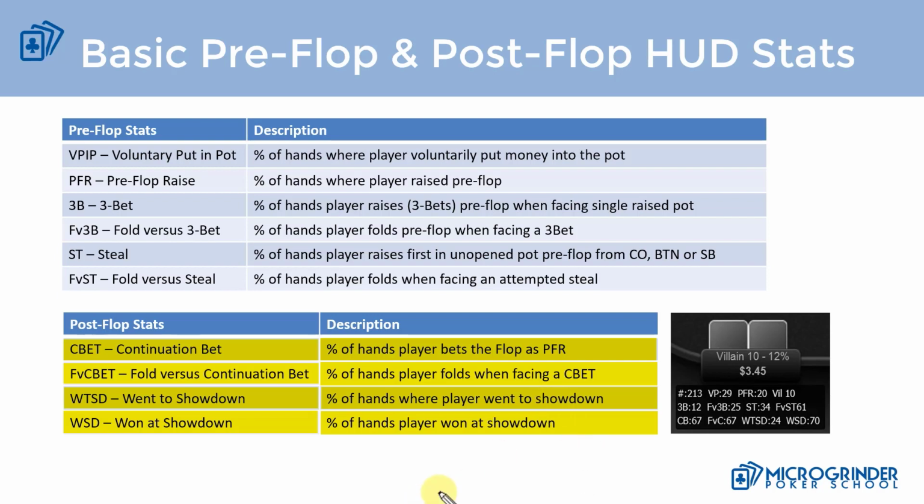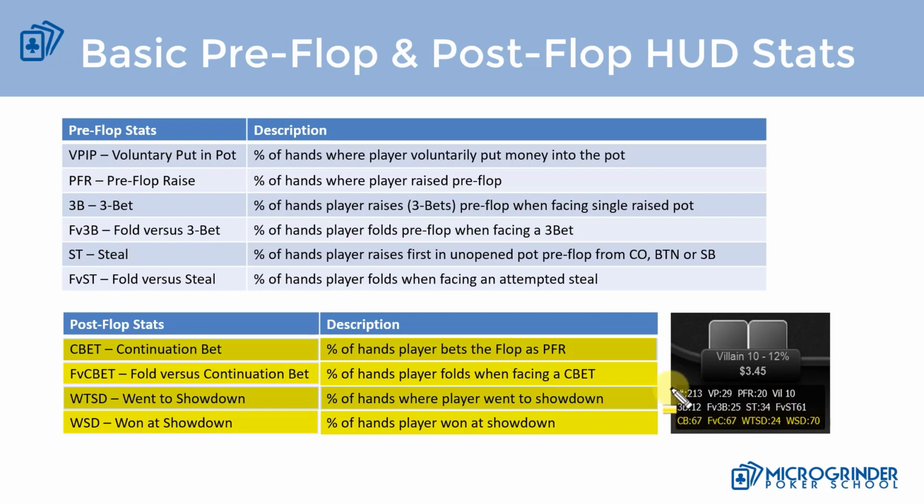So that's our basic post-flop HUD stats, and you'll notice here that we only have 4 versus 6 for the pre-flop, and here are our stats on the bottom line. So this opponent, villain number 10, is C-betting or continuation betting 67% of the time. When facing a continuation bet, they are folding 67% of the time, and when they go to showdown, they are winning 70% of the time, but they only go to showdown 24% of the time. So that's our basic HUD stats.